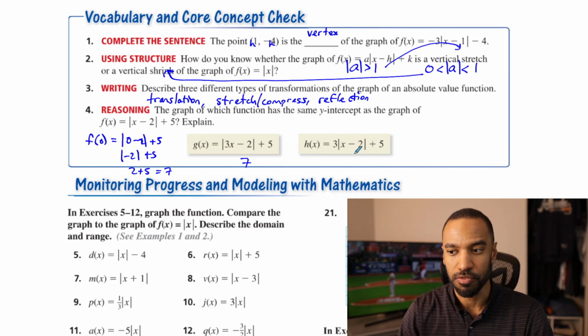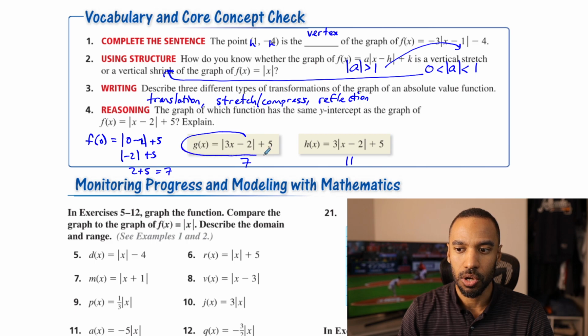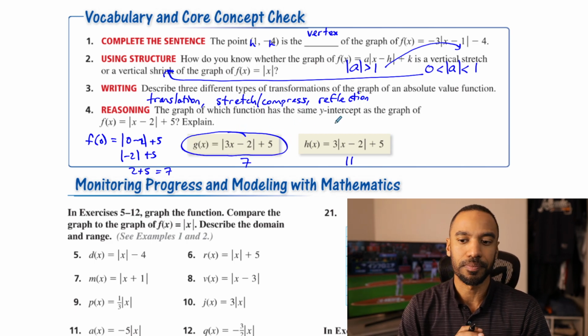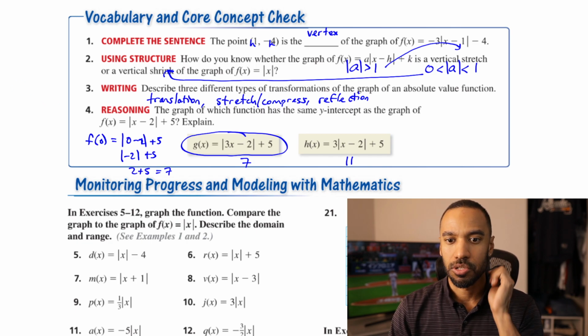Times 3 is 6. Plus 5 is 11. So it looks like it's going to be that one. It shares the same y-intercept. When I substitute in 0, that's what I get. That's without graphing it. Okay, so those are some concept checks.